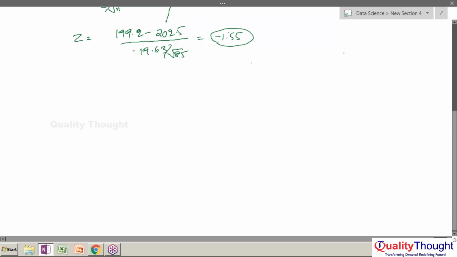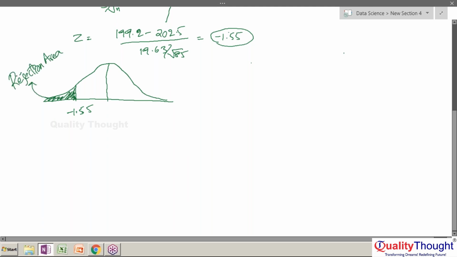Now, once we get this value, we know that this is the main curve which would represent it. When the Z is representing minus 1.55, the Z score will come somewhere here. We need to identify whether the resultant value is getting into this rejection area. Can you please check for the Z score minus 1.55, what is the area, what is the value of the probability? And also, how can we ensure whether it is a two tail or one tail?